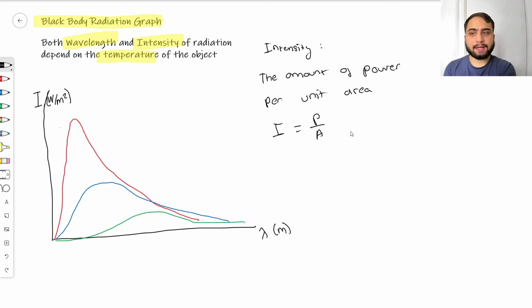Now here, this graph represents how intensity changes with wavelength. Let's have a look at the green hump here. This green hump is in the infrared region. Okay, this is something that you do need to know, because you only need to know 3 regions: the UV, the visible, and the infrared. So the lowest hump here is the infrared region. Now this is usually at room temperature.